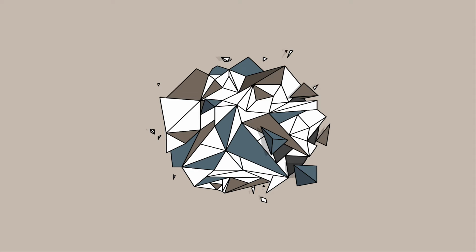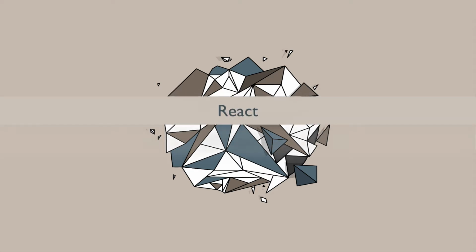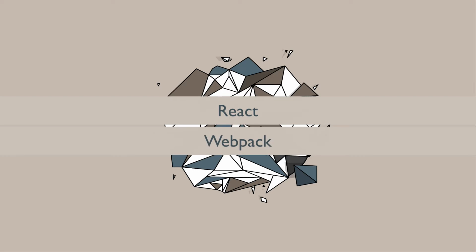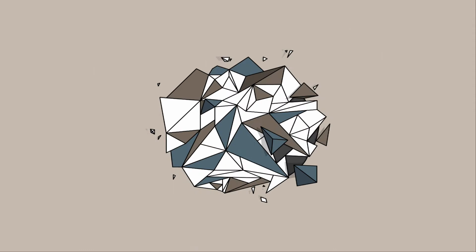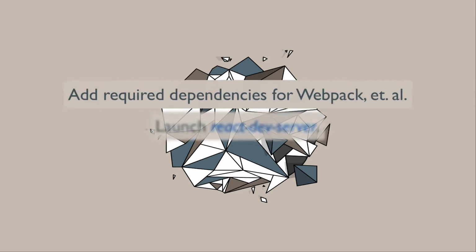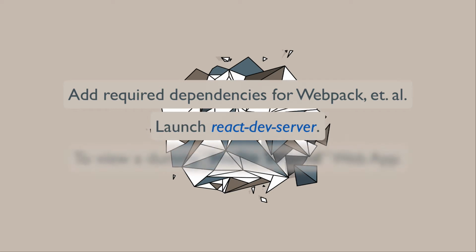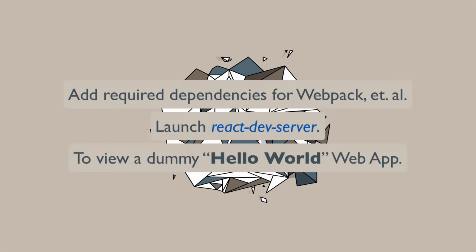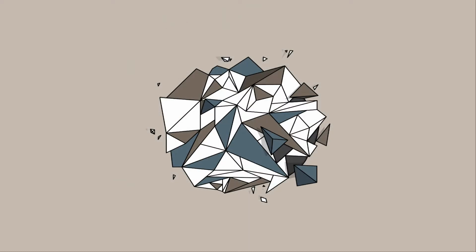In the former episode, we have set up a very simple React project and configured Webpack to bundle our dependencies. And in this episode, we'll continue from where we left off. We'll first add some required dependencies for Webpack to work, and then launch our React dev server to actually see a dummy Hello World web page. And then we'll gradually convert it to a more meaningful application, to something that people can actually use.